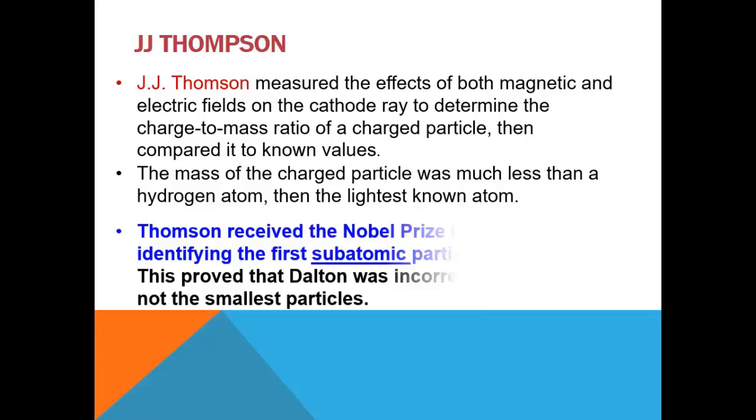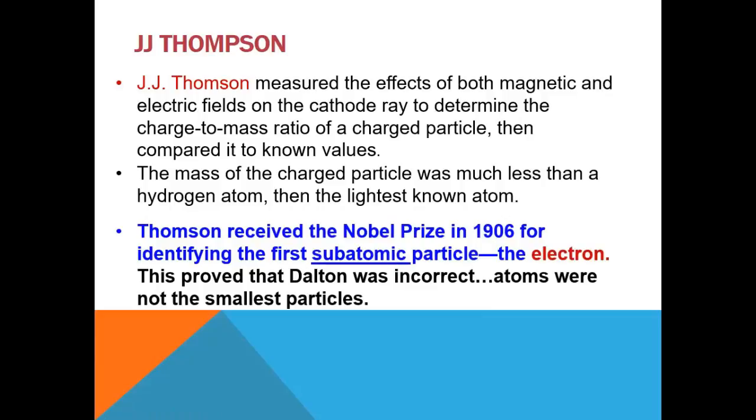So J.J. Thomson. Okay. J.J. Thomson measured the effects of both the magnitude and the electrical field of the cathode ray to determine the charge to mass ratio, and then compared it to other values. He won a Nobel Prize for identifying the exact mass of the electron. And again, he proved that Dalton was incorrect.